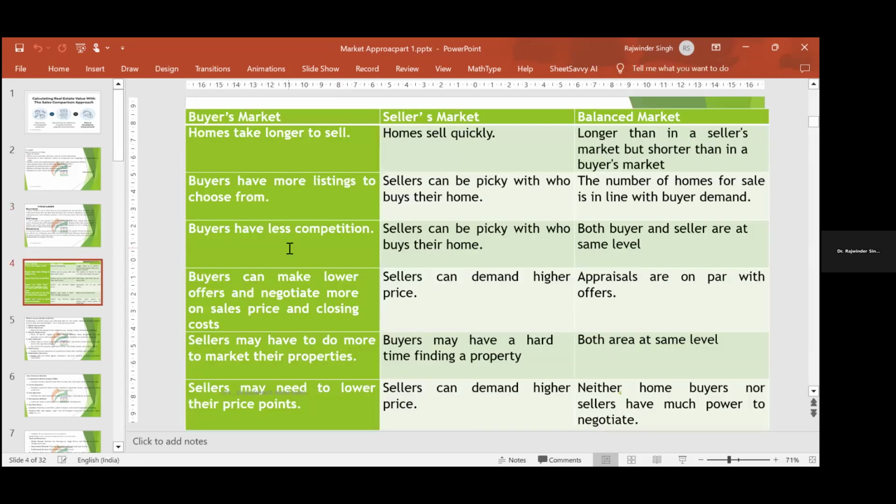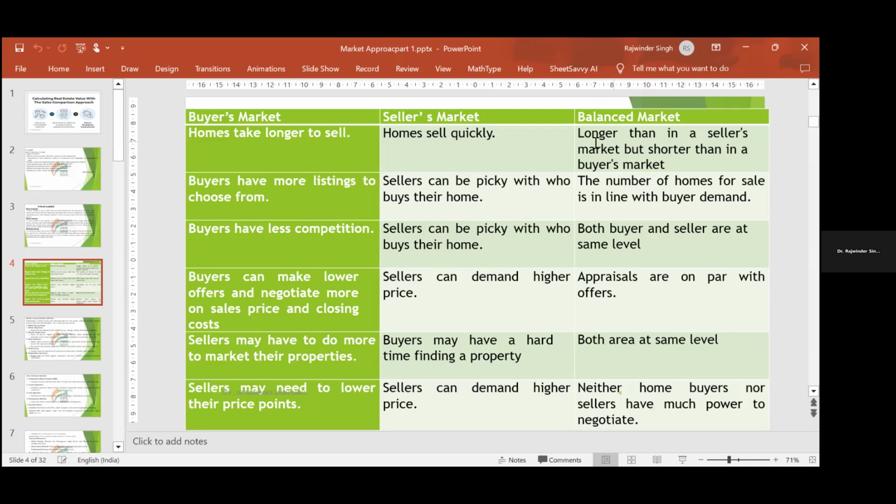So if you see the difference, in buyer's market, homes take longer to sell. In seller's market, homes sell quickly, and in balanced market, it takes longer than seller's market but shorter than buyer's market.